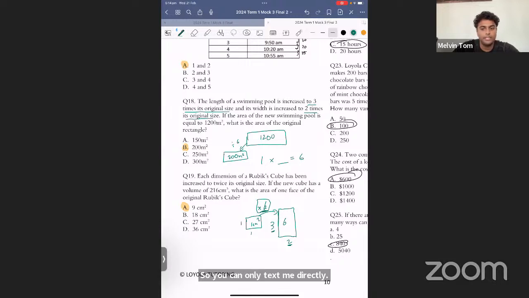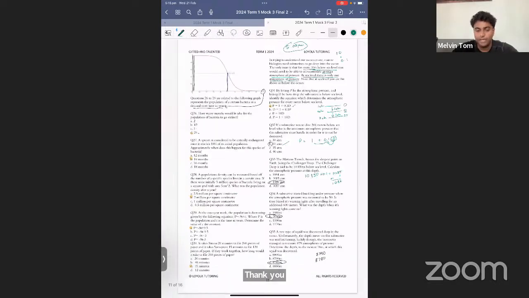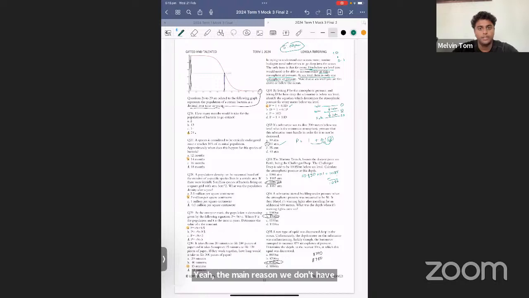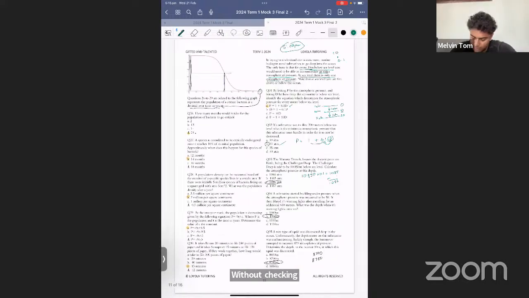The main reason we don't have general chat is because it'll be impossible for me to control what everyone is saying. For example, I know on YouTube, there were a few people who were sending inappropriate comments. They had to get letters sent home. So again, to minimize that sort of work, we just don't do that in Zoom.